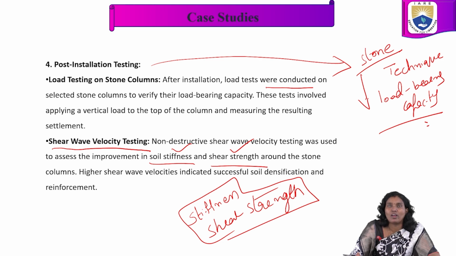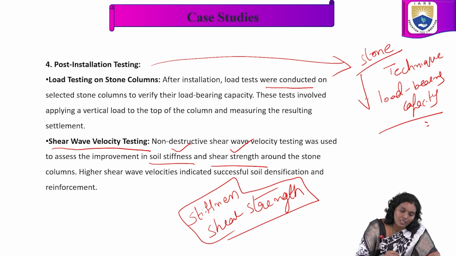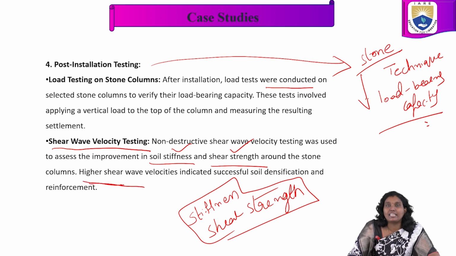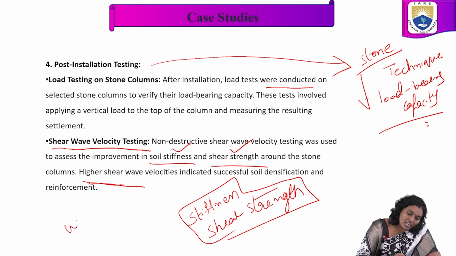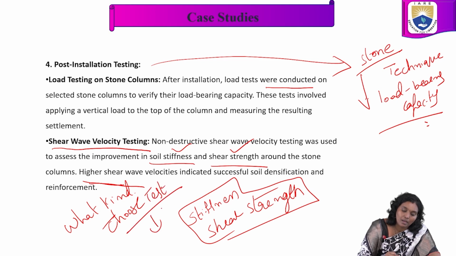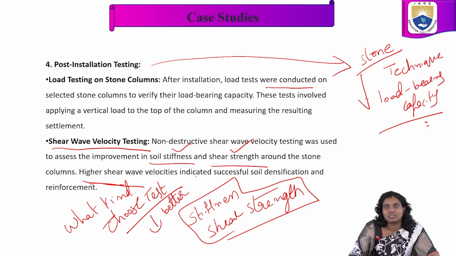Higher shear wave velocities indicated successful soil densification and reinforcement. It means once we get higher shear wave values, it indicates successful soil densification and reinforcement. The kind of property we get depends upon the test we choose, which gives a better understanding about the soil properties. So these are the things we do in this.